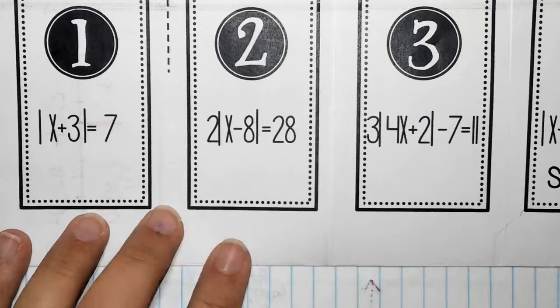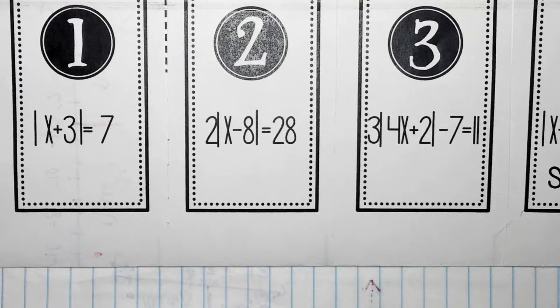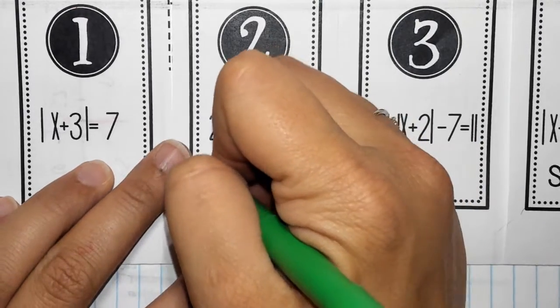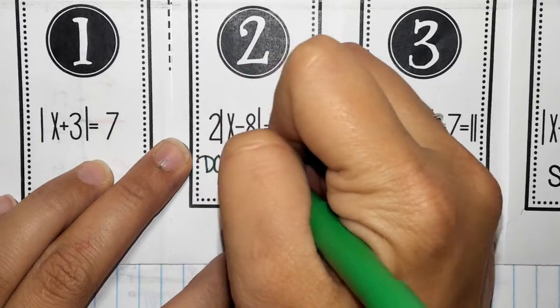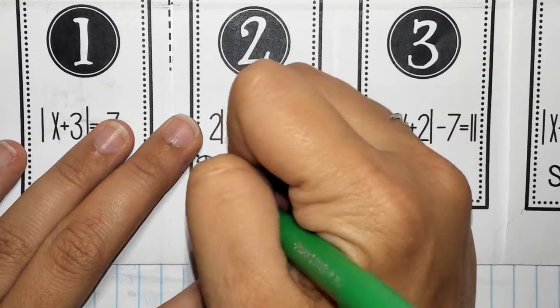Anyway, example 2. What is different about example 2? There is a 2 on the other side of the absolute value. Yes. All right. And if those were parentheses, what would we do? Distribute. You cannot distribute with absolute value. So let's write that. Do not distribute.